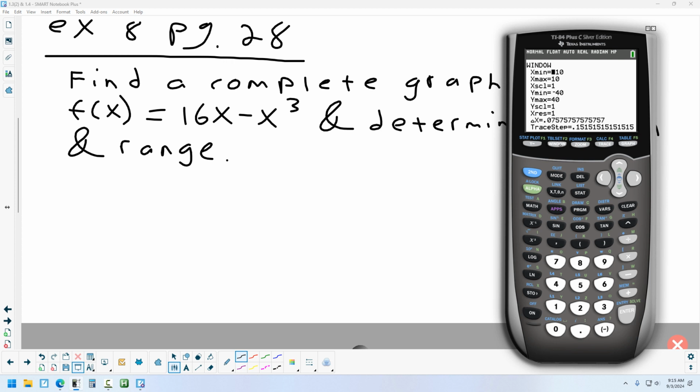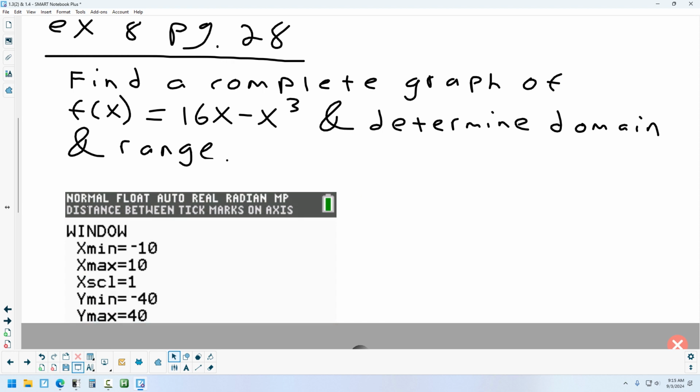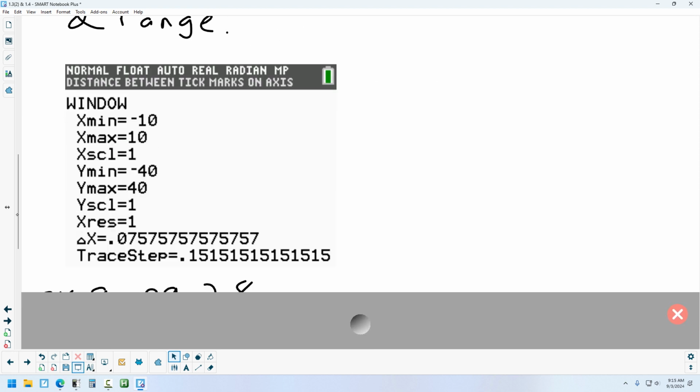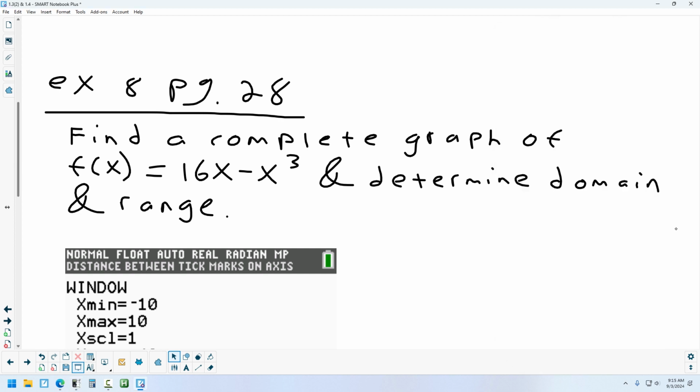Write down those mins and maxes for x and y. Okay, so that's a good window. Let's look at the domain. 16x minus x cubed.